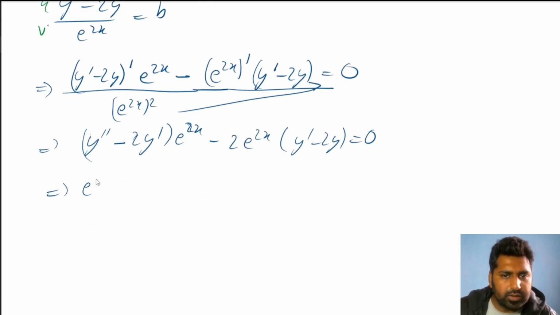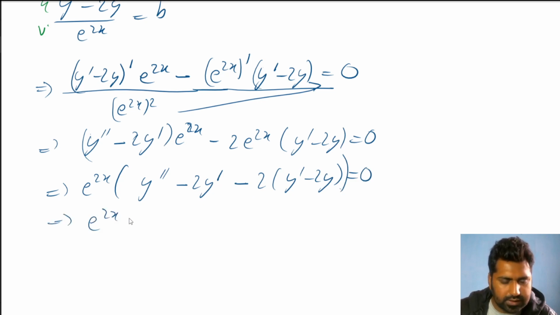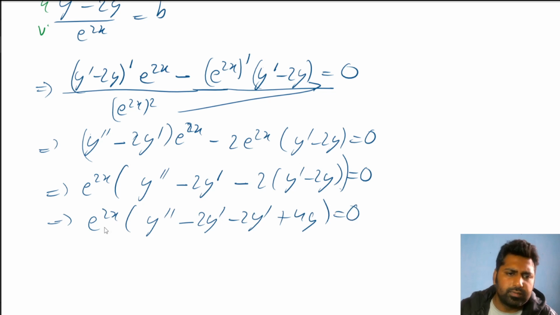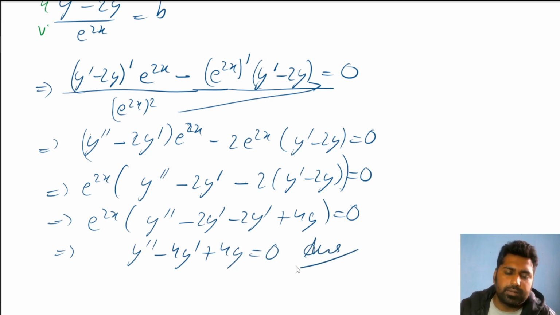Take e raised to power 2x common. We got y double dash minus y dash, minus 2 into (y dash minus 2y), equal to 0. So e raised to power 2x into (y double dash minus 2y dash minus 2y dash plus 4y) equal to 0. This is in multiplication now, so you can take this also to the other side because this is the main differential part. So you get y double dash minus 4y dash plus 4y equal to 0. Okay.